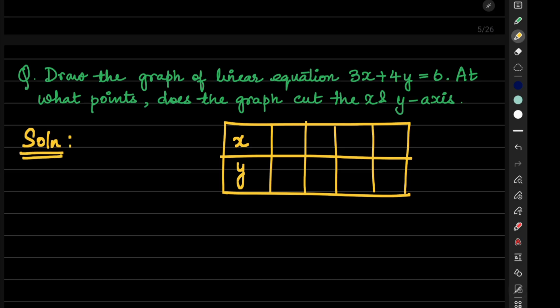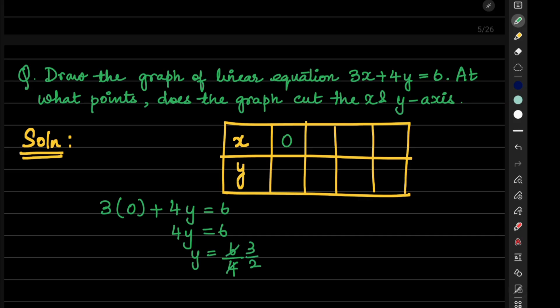So first let's take x equal to 0. If x equals 0, then 0 plus 4y equal to 6, so 4y equal to 6, y is nothing but 6 by 4, so it's nothing but 3 by 2. 3 by 2 is your y. Now let us take y as 0. So 3x plus 4 into 0 equal to 6. So 3x equal to 6 and x equal to 6 by 3, that is 2. This is your next solution. Correct?